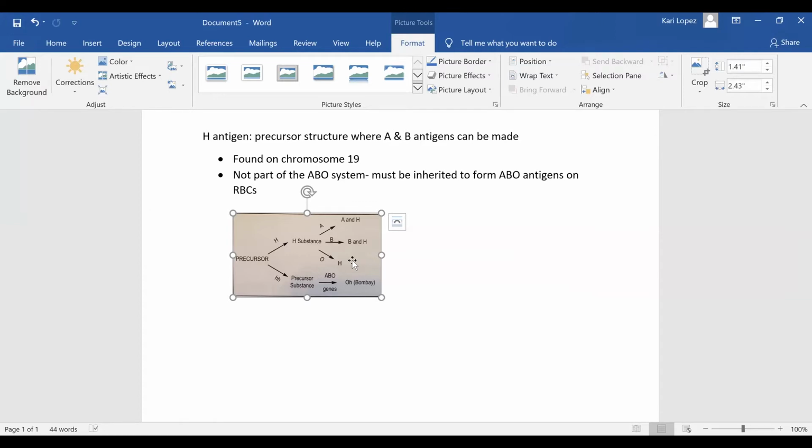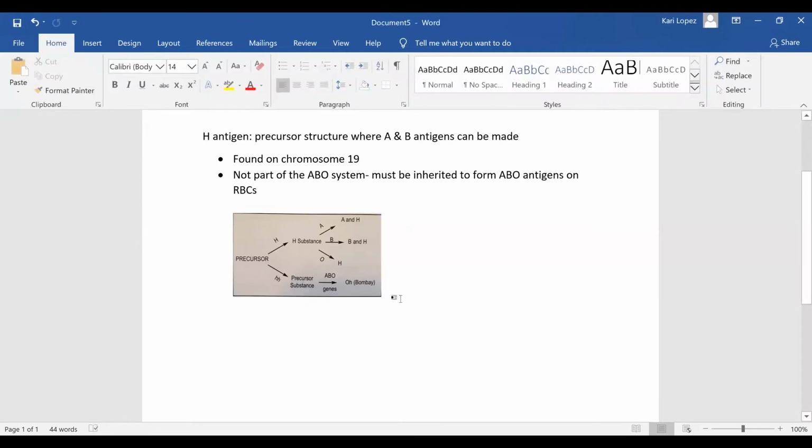Now, if you don't have the H precursor antigen, then you will have what is little h, and that is going to be your Bombay phenotype. And in that case, there's a very limited number of potential donors that you could have, and so it's not the coolest thing to get, but it comes up in blood bank once in a while. So I think that made it a little easier.